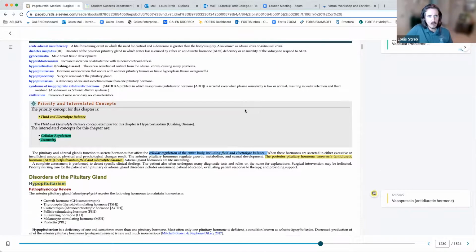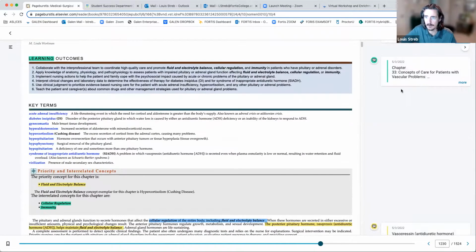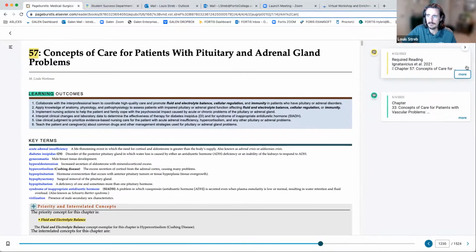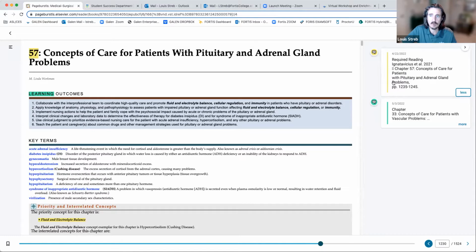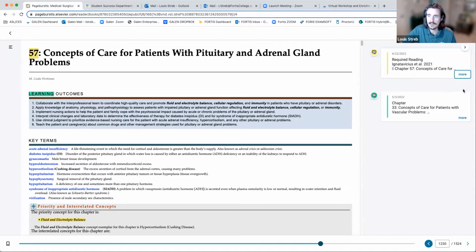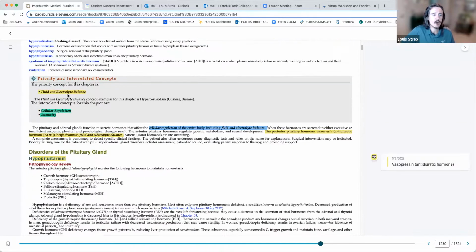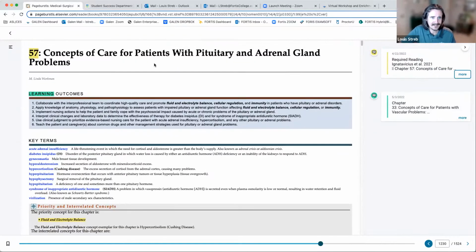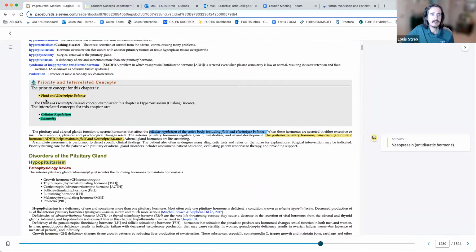All right, here's where I always start. Even though this is not on our page numbers, once again, let me just show one more time. Page numbers are going to be 1235 to 1245. That's it. That's all we need you to know in this chapter. But I want you to start here. What we're going to talk about today with the pituitary gland and the adrenal gland, why do we care? Fluid and electrolyte balance. That's what it says. Your book tells us this is your priority concept. So everything we're going to talk about on some level will impact fluid and electrolyte balance.